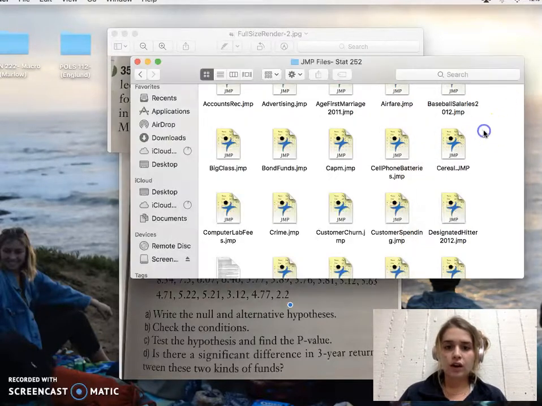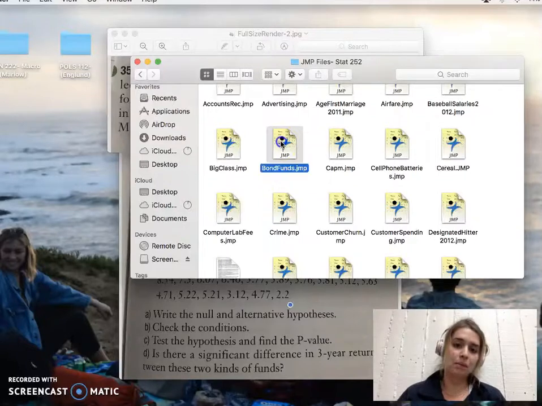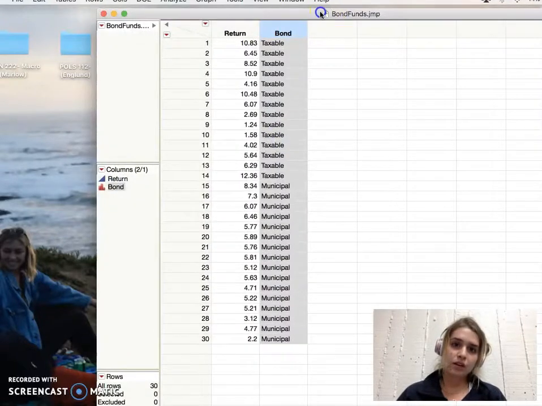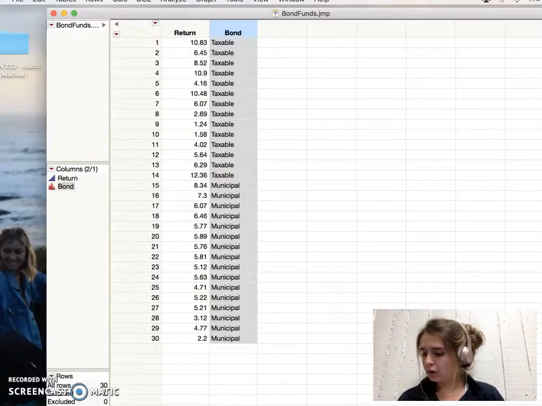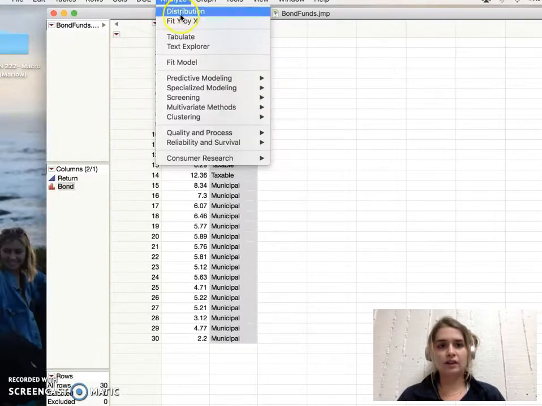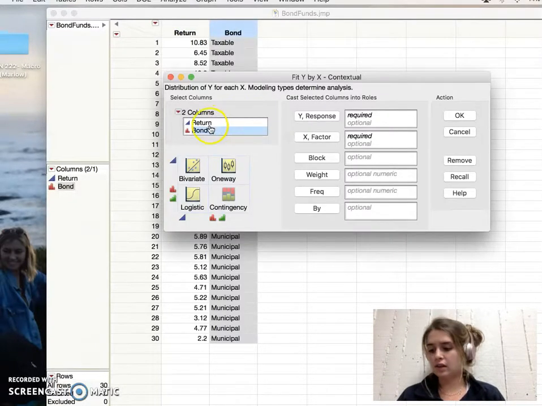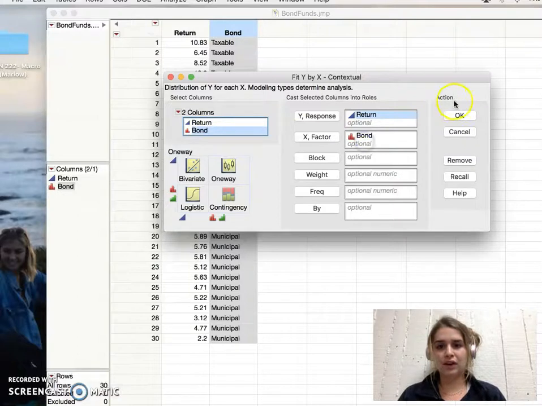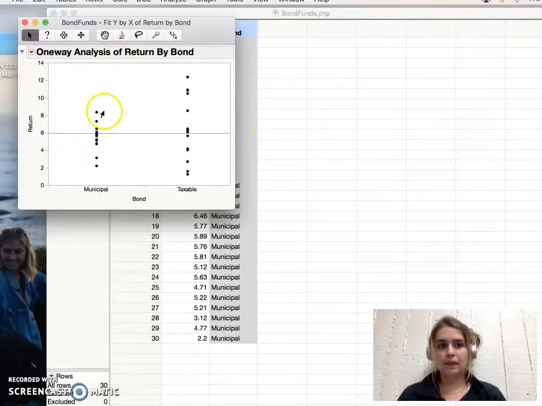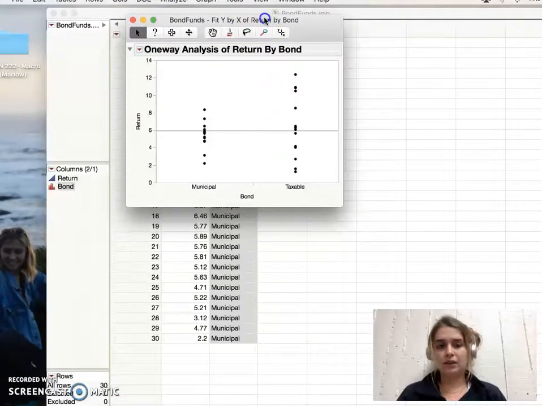So for this problem, we are going to be using the JMP data table for bond funds right here. This is what you pull up first. So what we're going to do is make a Fit Y by X model for the data. So we're going to go Analyze, Fit Y by X, and then return is going to go for Y, bond is going to go for X. Click OK. This is the data you get.